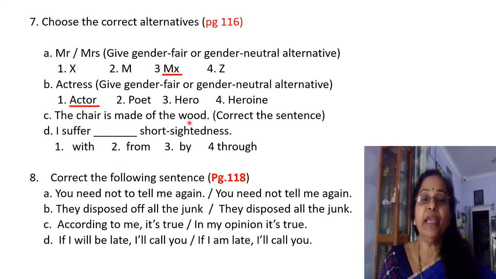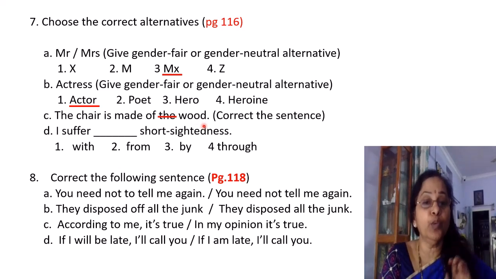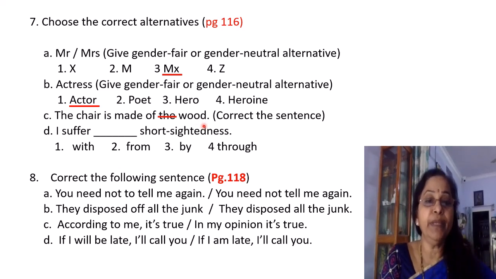The chair is made of the wood. Correct the sentence. So what is the error over there? It is the chair is made of wood, not the wood. Definite article the will not be used before these materials. I suffer dash short-sightedness. What is the answer? From. I suffer from short-sightedness.